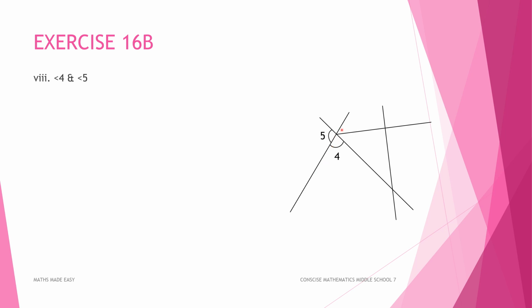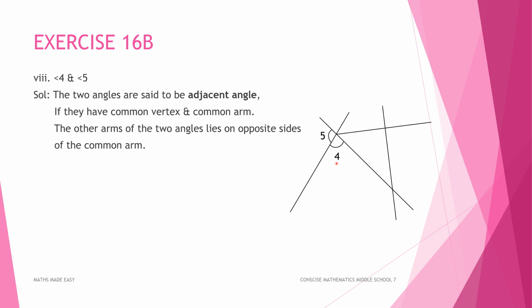And see, this is the vertex where I have kept the cursor now. It is the vertex. This is a common arm, right? See, this 4 and 5 are sharing the common arm. So 4 and 5 are adjacent angles.